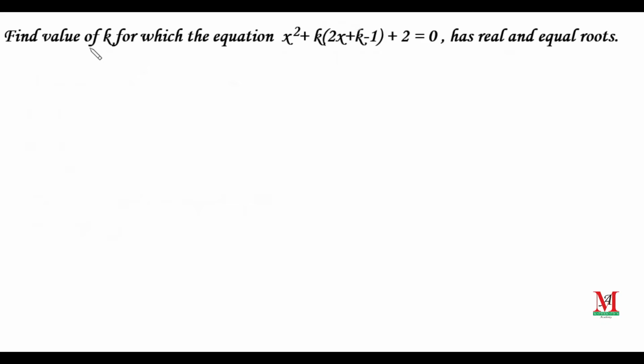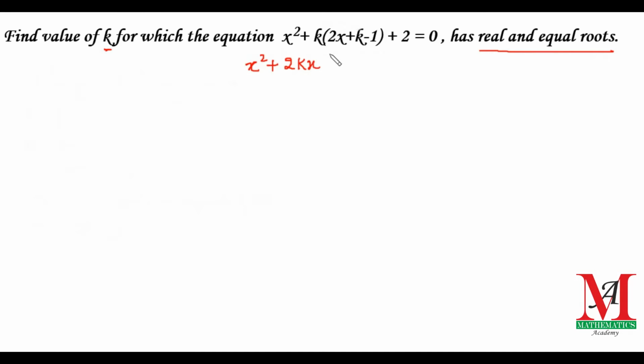Now in this question we have to find the value of k for which this equation has real and equal roots. As you see, this equation is not in its proper form, so we simplify it to get it into the proper form. On simplification we get x square as it is, plus k multiplied with 2k, that is 2kx, k multiplied by k, that is k square, and k multiplied by 1 we get minus k, and plus 2 equals to 0. Now we see that this is in the proper form.